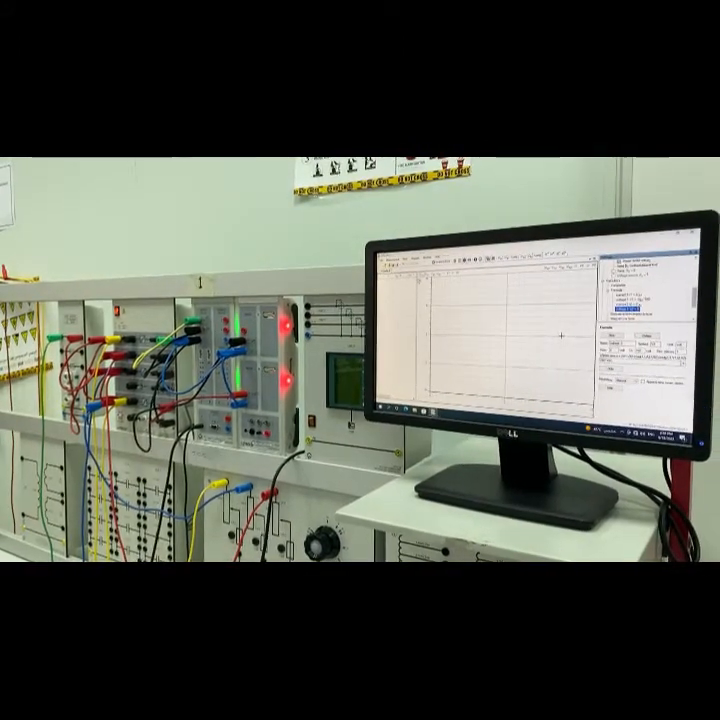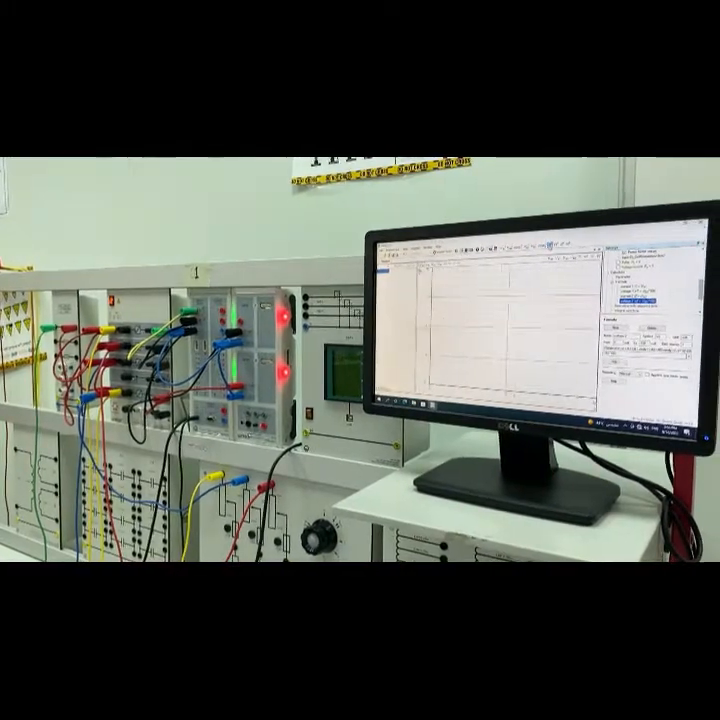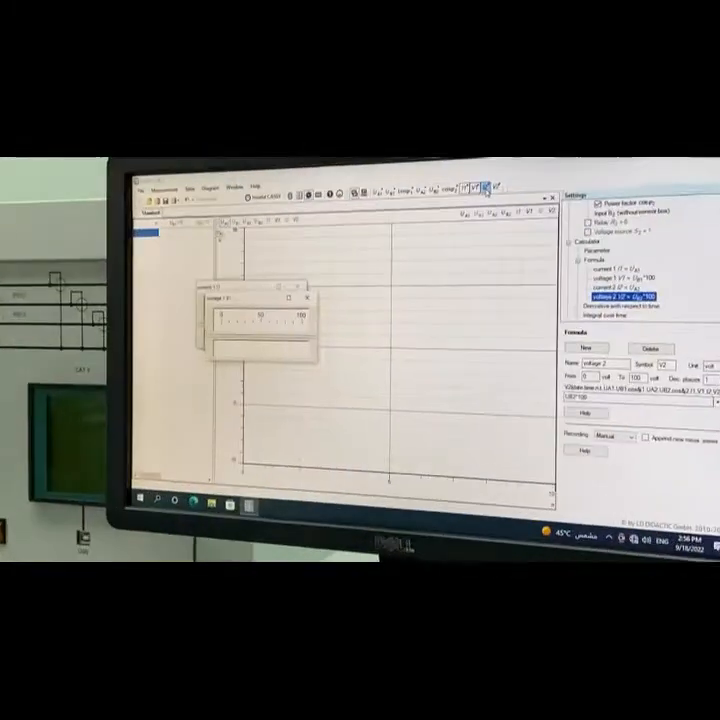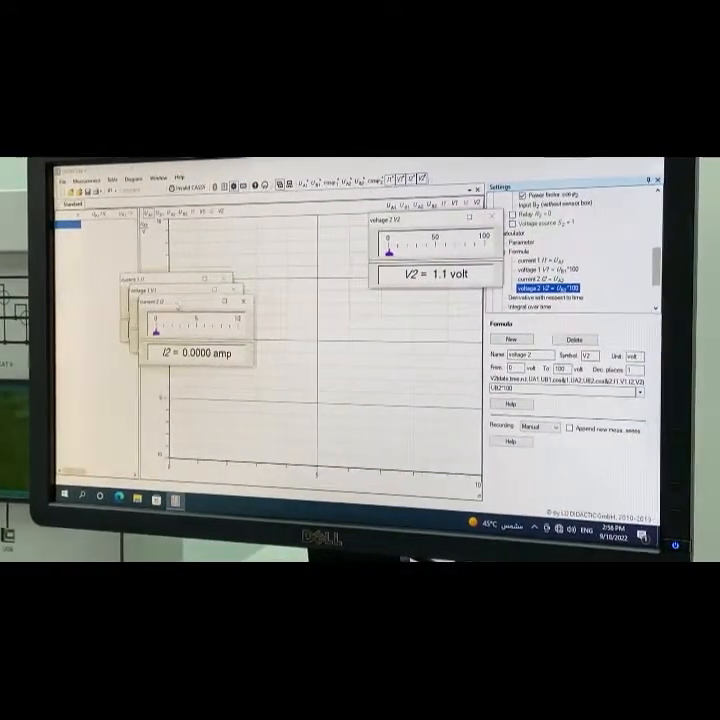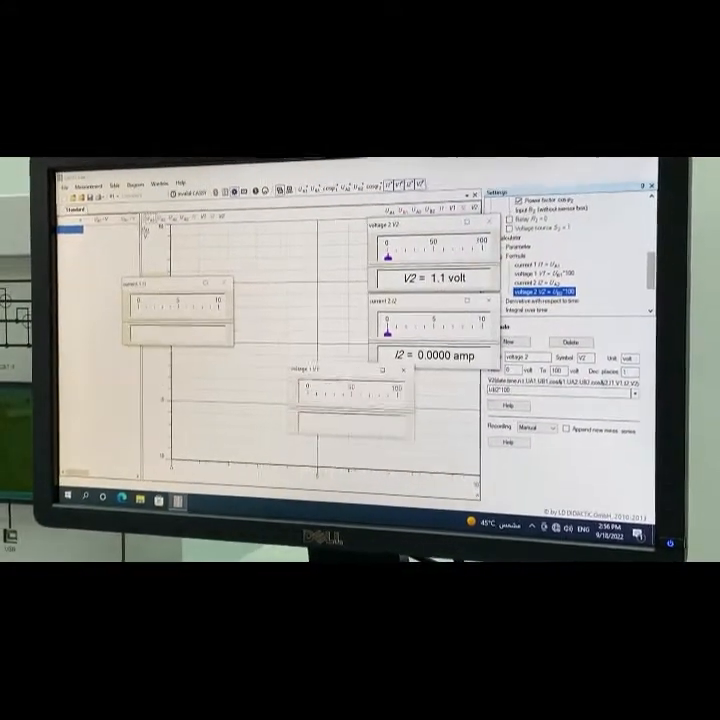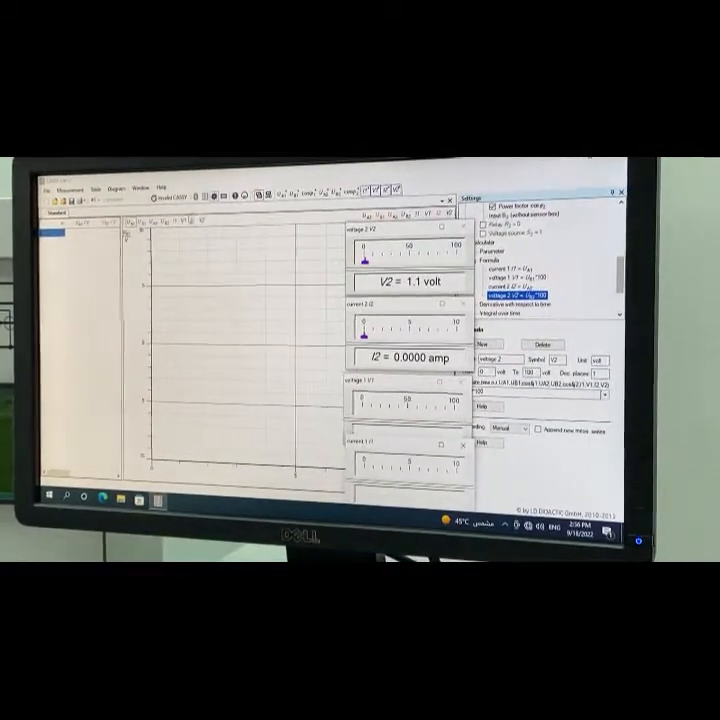So we have defined 4 parameters. Now just bring them on your screen. This is your I1, V1, I2, V2. You see we have just brought them over here. Okay, I can see I1 and V1 are not showing anything.